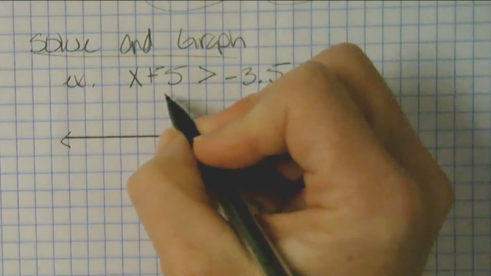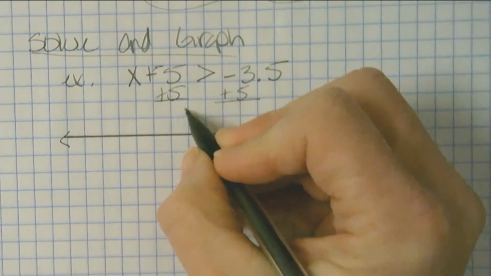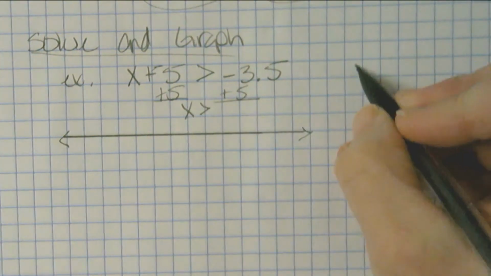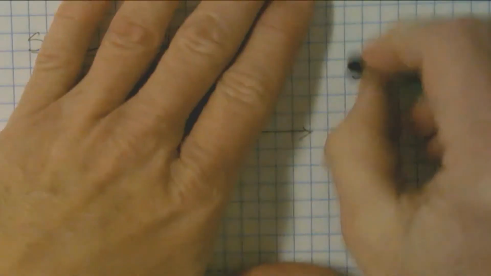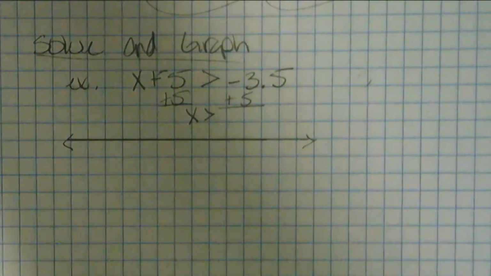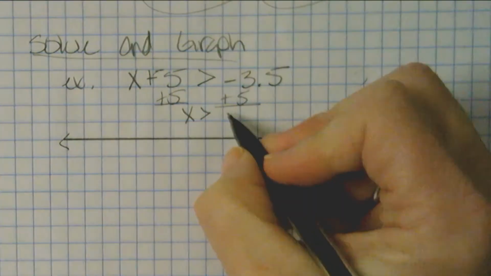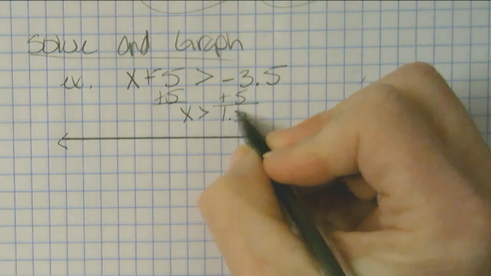Alright, so you guys all should know we're going to add 5 to each side. So I have x is greater than, well I have 5, well you guys will use your calculators. That should be 1.5 if I did that right. So 5 minus 3.5 is going to give me 1.5. So x is equal to a positive 1.5.